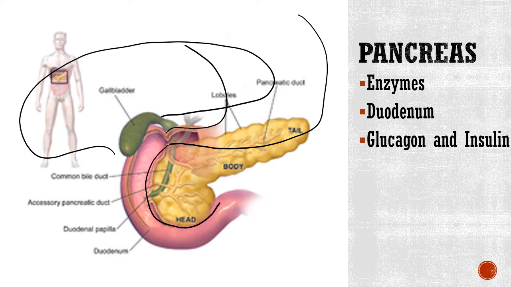So your pancreas is going to produce a whole bunch of enzymes, and these enzymes break down food in all categories. So it's going to break down carbs, lipids, and proteins. The enzymes from the pancreas are going to be released right here into the hepatopancreatic ampulla, which is going to dump it into the duodenum. So the secretions from the pancreas will end up in the duodenum.